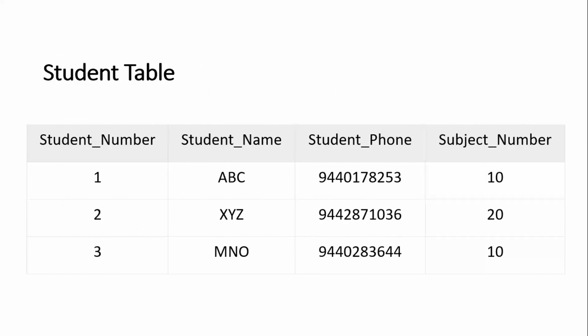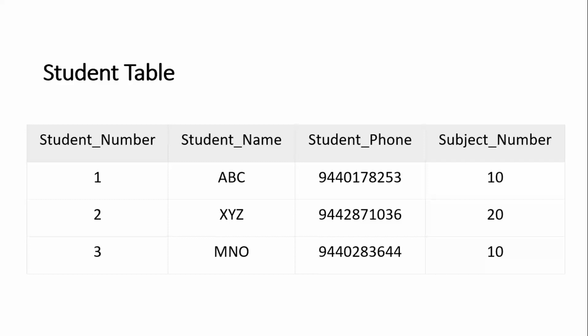For example, here I am defining a student table. I am taking four attributes or columns: student number, student name, student phone number, and subject number. I'm not specifying the subject name here, just the subject number, because for different courses you have different subjects, and it is to show the foreign key. I am creating two different tables: one student table and the other the subject table.